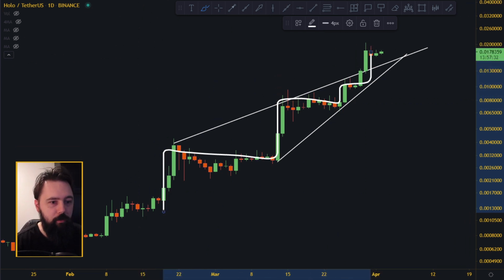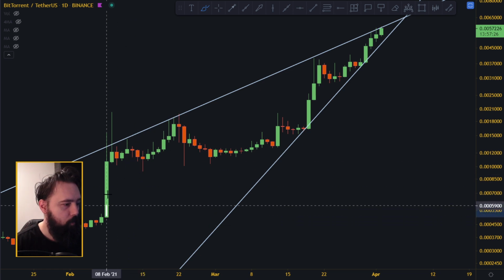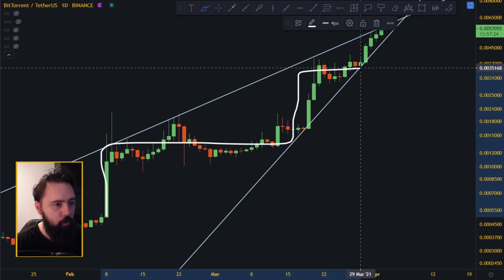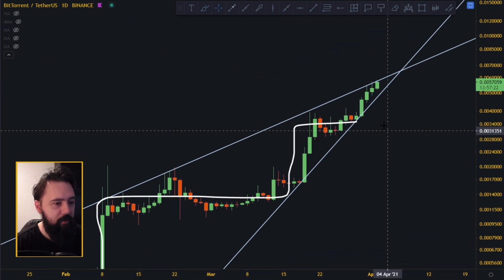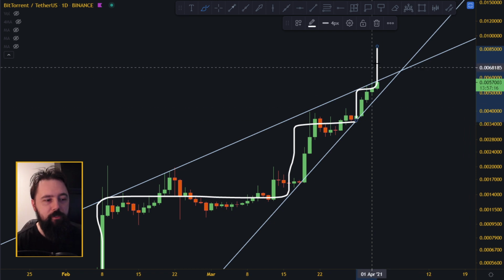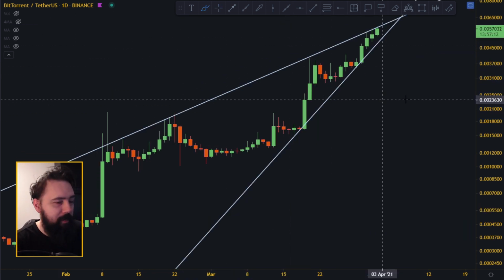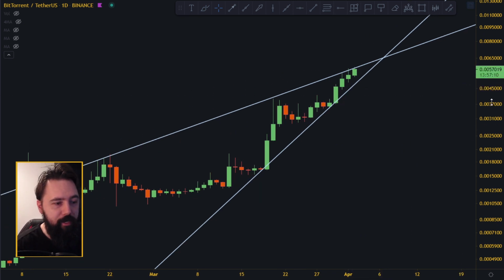Right now, look what's happening on the Bittorrent. Let's go back to the Bittorrent chart and see what's actually happening. So you have 1, 2, and now we have this third movement going on. Where's the third movement? There's 3. And now we're expecting this fourth movement on the upside. If it's gonna play out as Holochain played out, this should break on the upside.